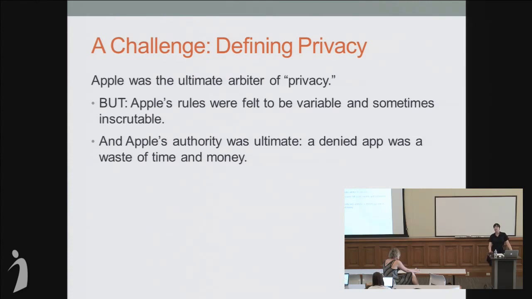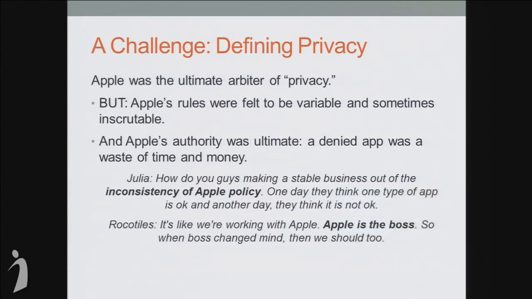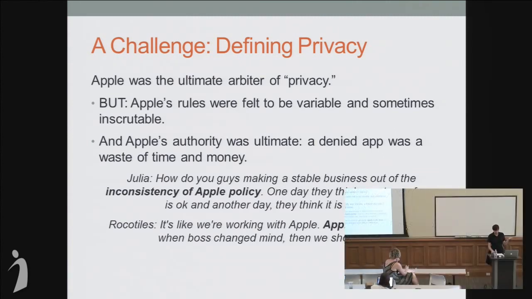Throughout our data, Apple was the ultimate arbiter of privacy. But a challenge for developers is that Apple's rules were felt to be variable and inconsistent and sometimes inscrutable. And Apple's authority is ultimate. A denied app is a waste of developers' time and money. So Julia writes, "How do you guys make stable businesses out of the inconsistency of Apple policy? One day they think one type of app is okay, and another day they think it is not okay." And Rakutiles responds, "It's like we're working with Apple. Apple is the boss. So when the boss changes mind, then we should too." In this conversation, Julia expresses her worry that Apple's rules are too variable to deal with, while Rakutiles responds by reinforcing Apple's ultimate authority.